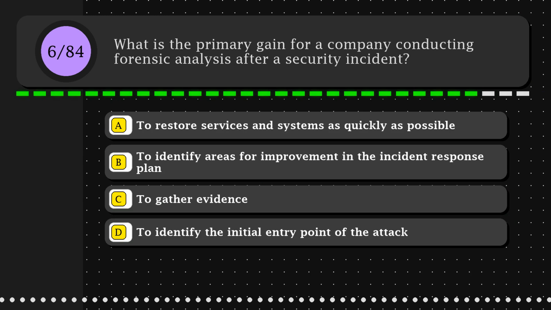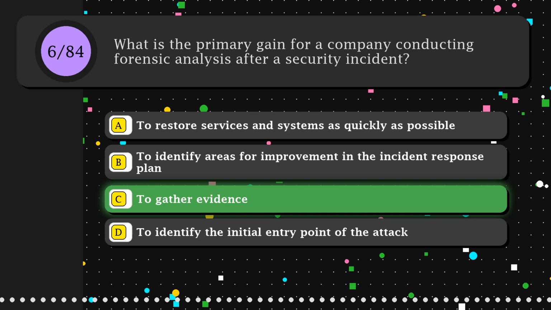Question 6. What is the primary gain for a company conducting forensic analysis after a security incident? Option A. To restore services and systems as quickly as possible. Option B. To identify areas for improvement in the incident response plan. Option C. To gather evidence. Option D. To identify the initial entry point of the attack.